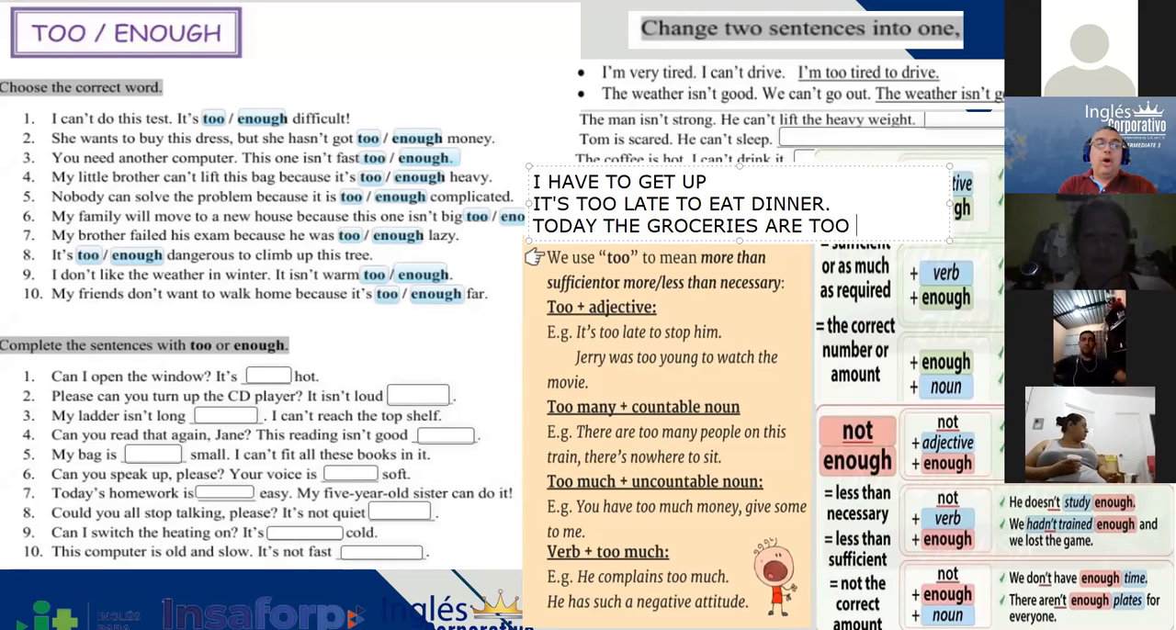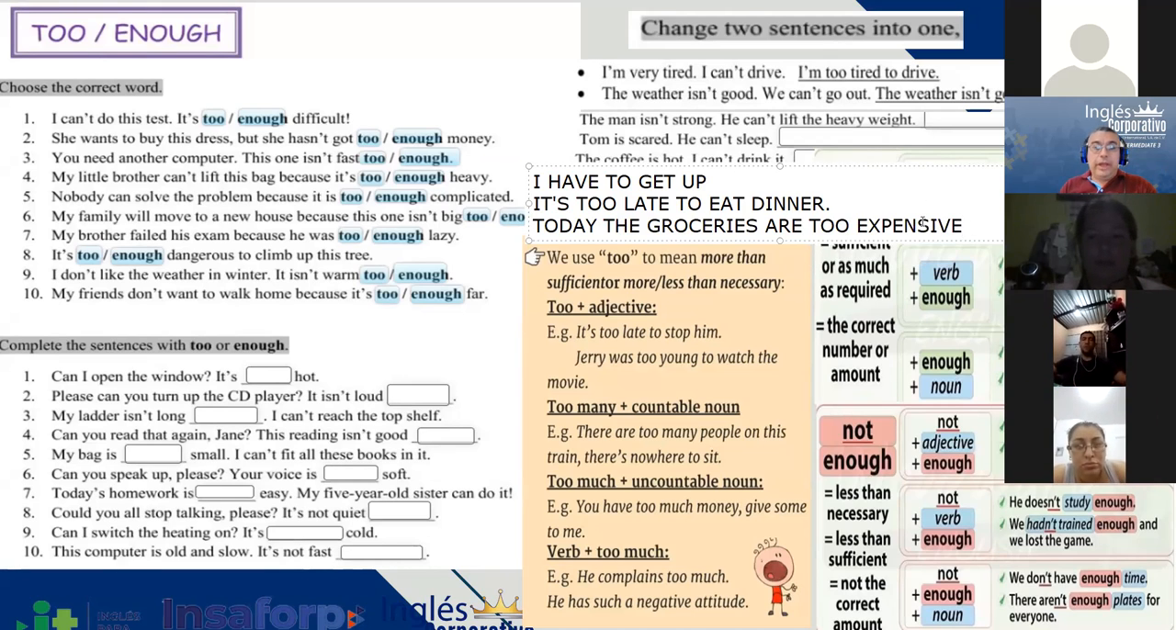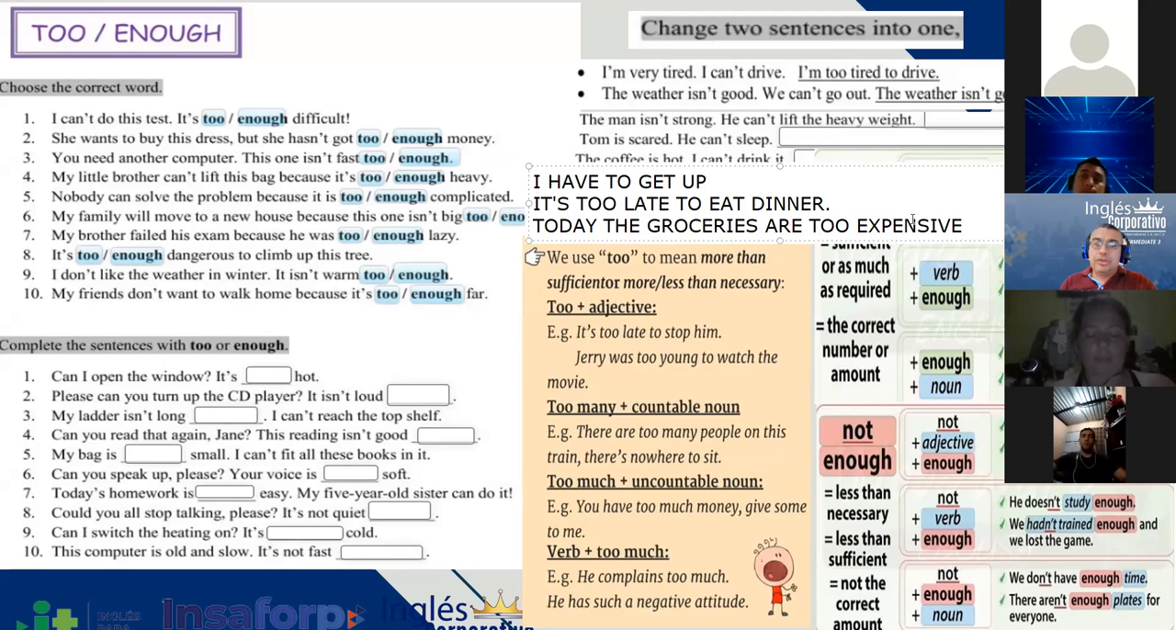Too much expensive. Two are too expensive. Okay. Too plus adjective. Okay, it's incorrect to use too much here. If you notice, you have to use too much with a verb, but we're using too plus an adjective, so you do not need to put too much expensive. When you use too, it already means muy caras. There's no need. It's not necessary for you to use too much, because you are using too already.